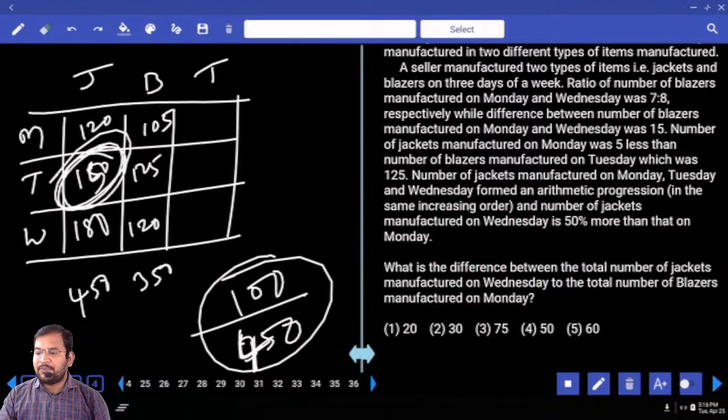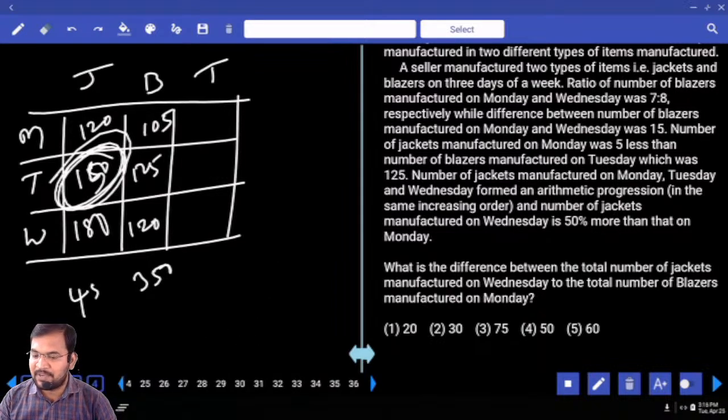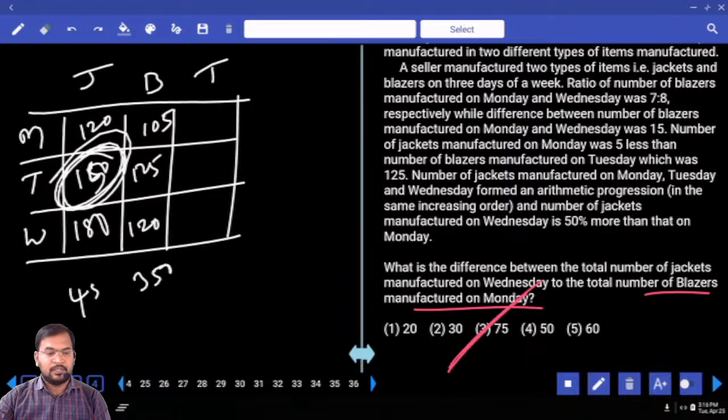Next, what is the difference between the number of jackets manufactured on Wednesday, which is 180, and the total number of blazers manufactured on Monday? Blazers manufactured on Monday is 105. The difference is 75.